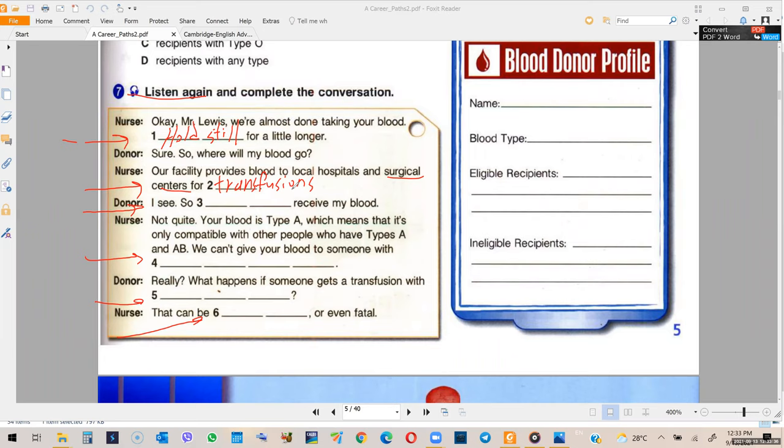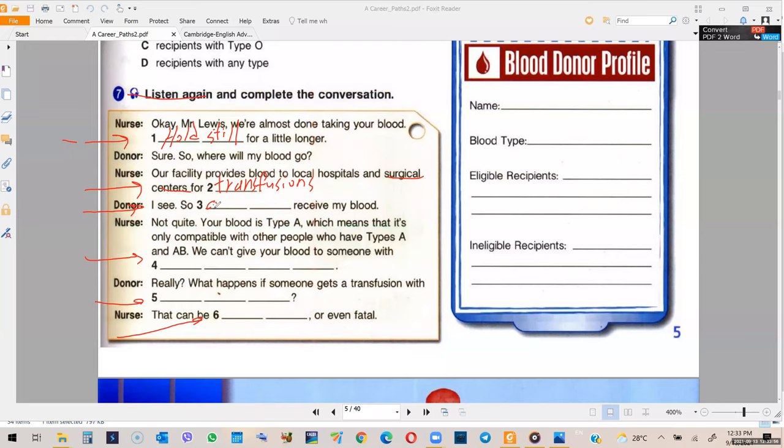Yes, transfusions. Number three. I see. So anyone might receive my blood. Anyone. Anyone might receive. Good.